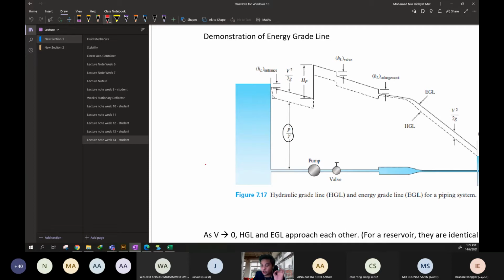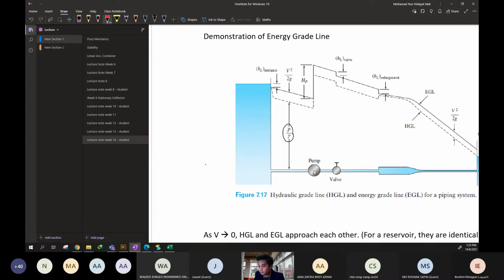Now focus on the HGL, hydraulic grade line, due to the pressure. So a slight drop, a little bit of drop, not much, all right? And then it continues to drop linearly until it reaches the pump.